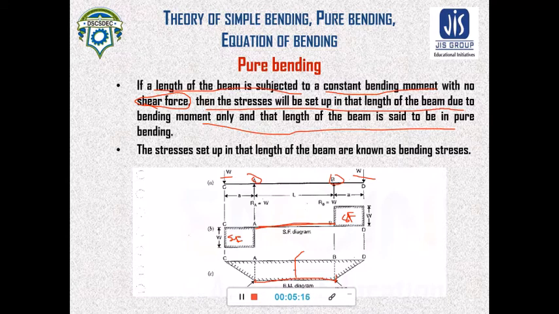The theory of simple bending is valid only for the condition of pure bending. So what is the condition of pure bending? There should not be any shear force. The stress generated should be only by the bending moment. So this is the pure bending condition.